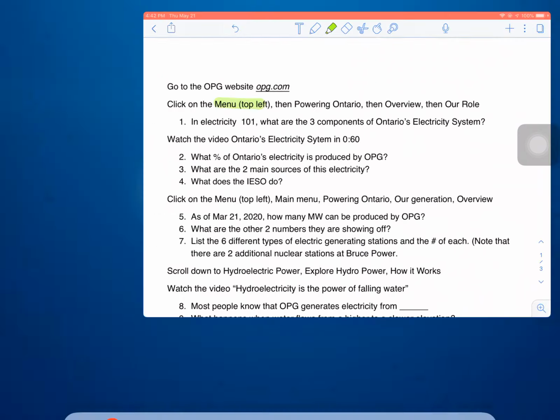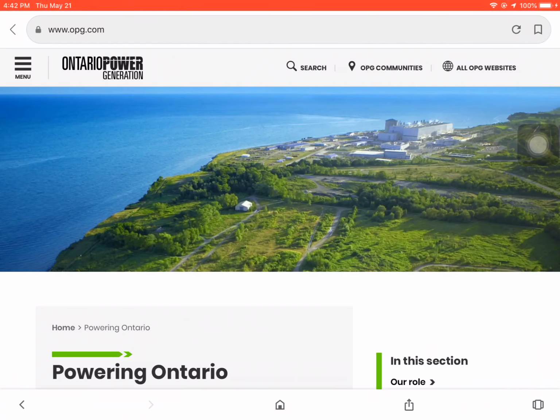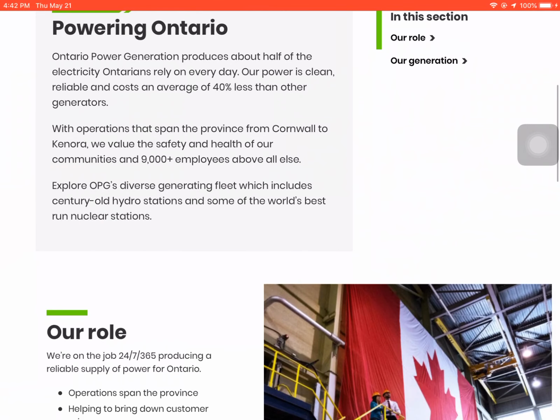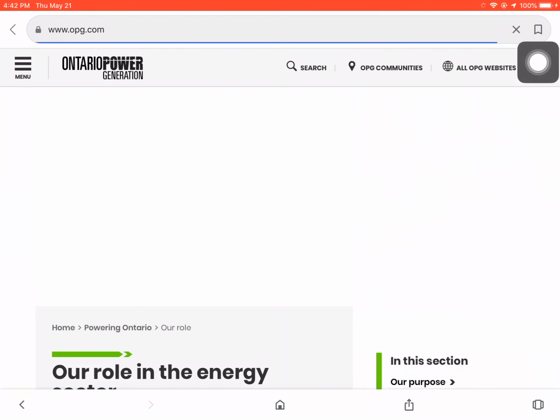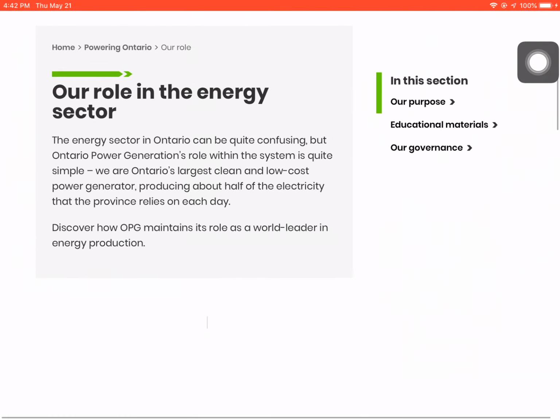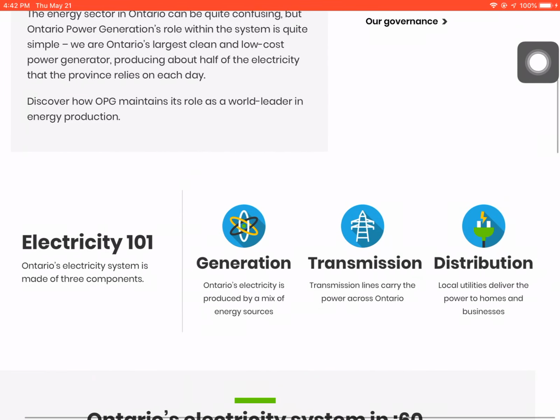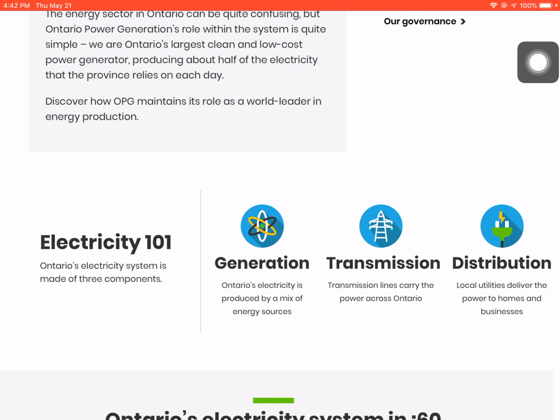So if I go back just for a minute to here, if I click on our role, which I see over here on the right, there's our role. And scroll down a little bit. There's Electricity 101. Tells us what the 3 parts are. Generating electricity, transmitting the electricity from where it's produced to where it's going to be needed, and then once it gets to towns and cities, there's a distribution system that sends it down streets and into houses and schools and hospitals and buildings and malls and things.